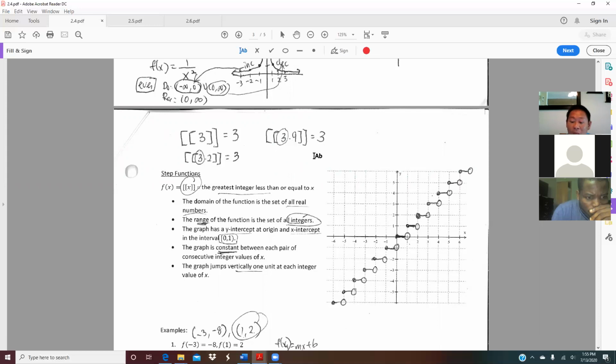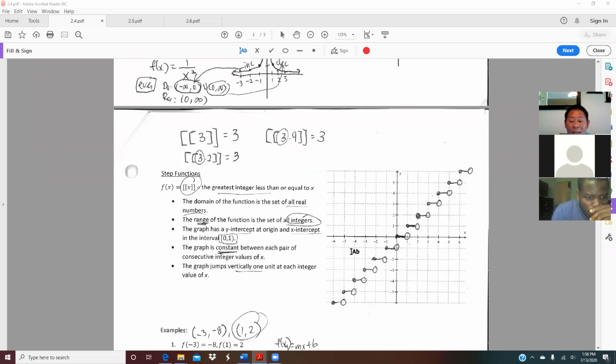No, it's still 3. So any number that falls between 3 and 3.99999, you will still get back 3. But once you hit 4, your answer will be 4. So this is kind of like a step function in this case. The domain is all real numbers, but your range is integers. Integers like -1, -2, 1, 2, 3, 0. So these are what we call integers.